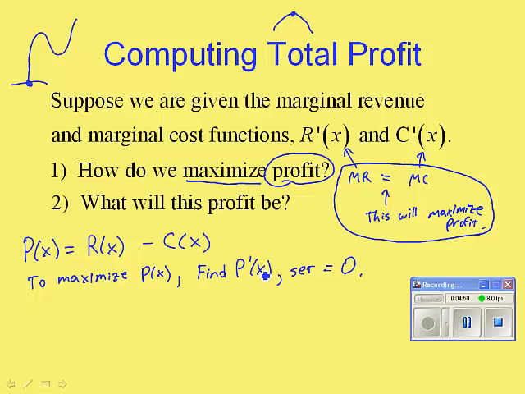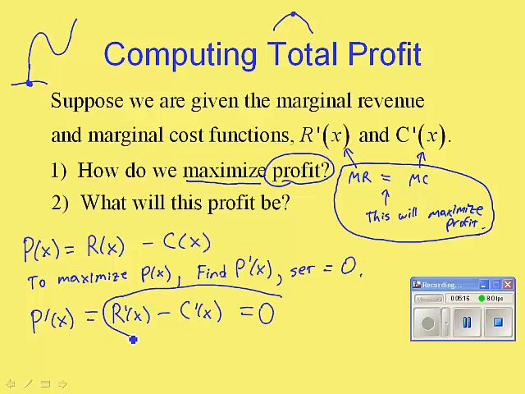Find P prime of x. Okay, I'm going to do that. P prime of x equals what? How do you take the derivative of R minus C? Well, you need R prime of x, right? Minus what? C prime of x. Okay, and now what do we do? Set this equal to 0. So this is what we want. R prime of x minus C prime of x equals 0. Well, if that's what you want, what does that mean? R prime of x equals what?